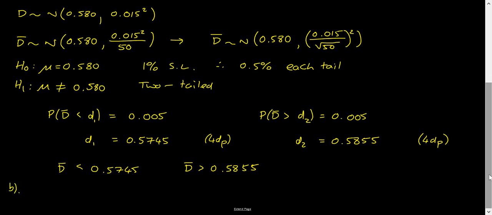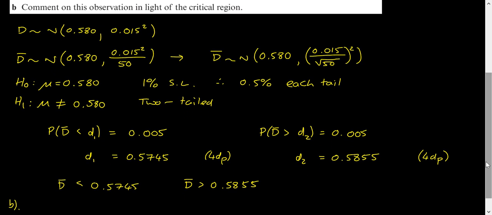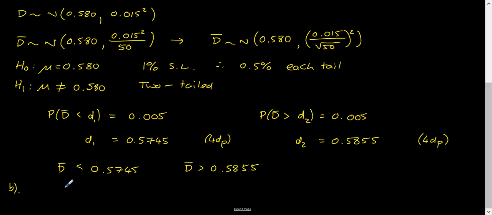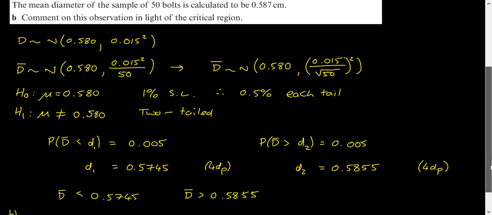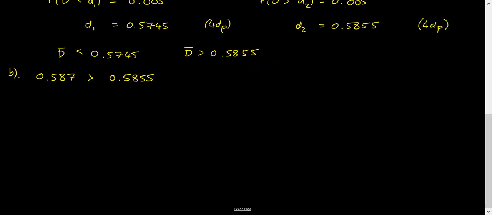So let's look at part B of this question. Mean diameter is calculated to be 0.587. Comment on this observation in light of the critical region. So 0.587 is greater than 0.5855. So it is in the critical region, which means we have a significant result.